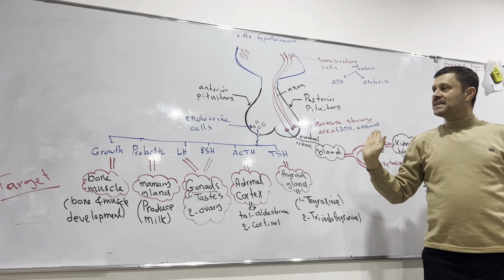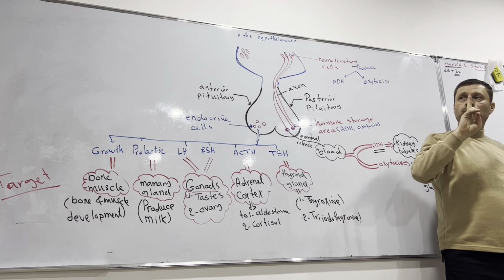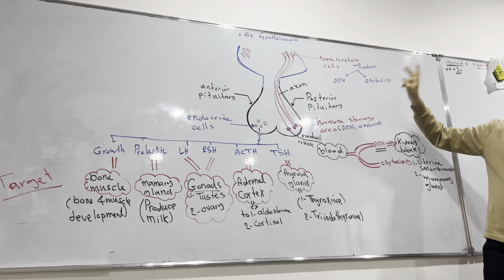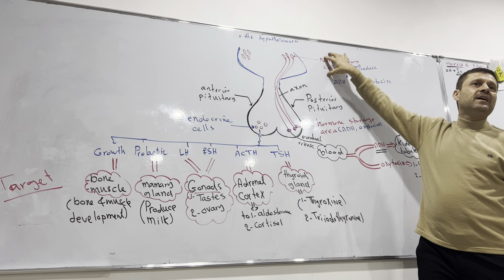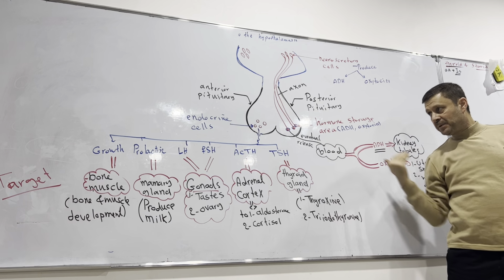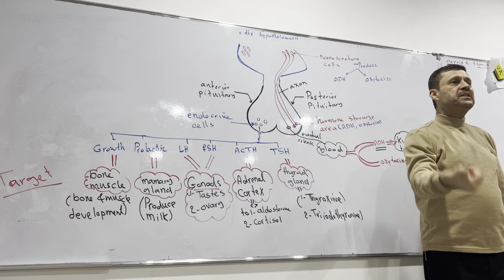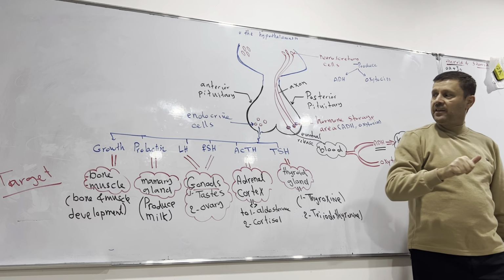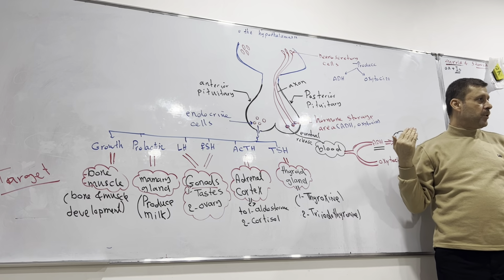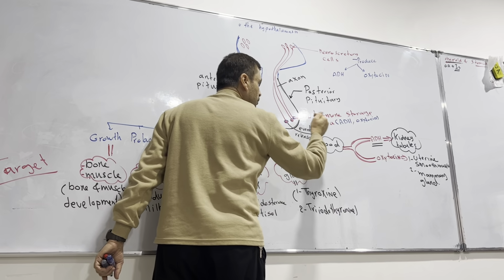We said that the axons extend to the anterior and posterior portions, or both? Only posterior. They produce two hormones, oxytocin and ADH, both of them produced in the hypothalamus. How are these two hormones transmitted to the posterior portion? By axons. Are they directly released into the blood? No, they are stored initially in the posterior portion, and after that they are eventually released into the blood.